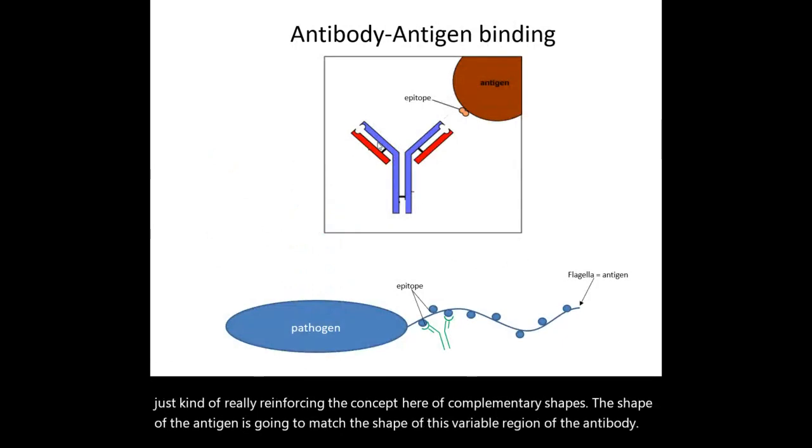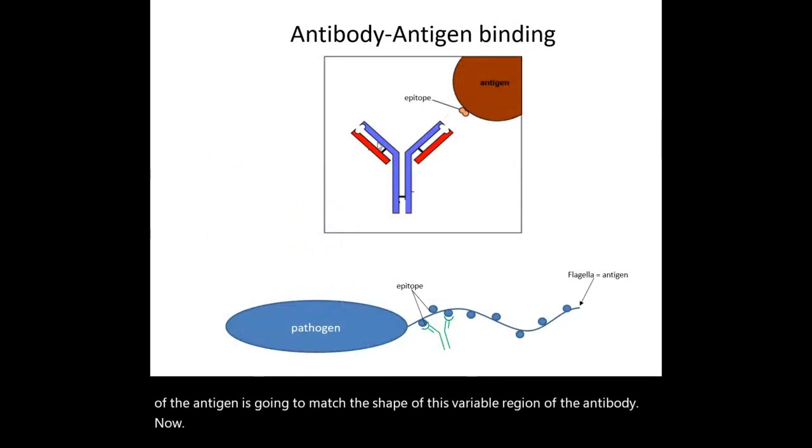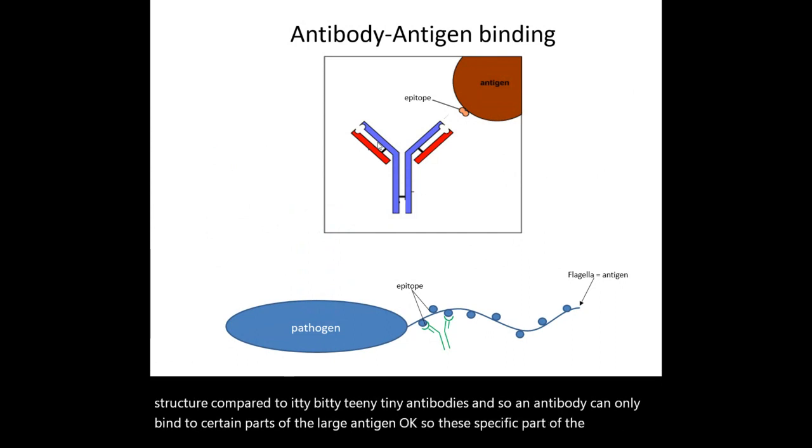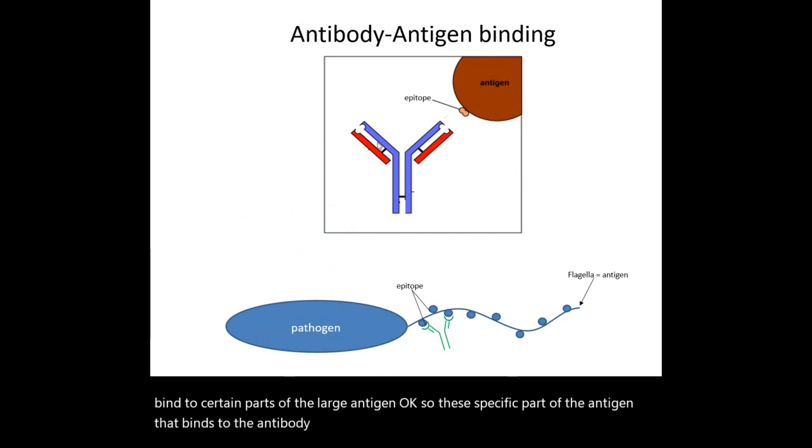Now, oftentimes, the antigen, what the body recognizes as foreign, is a pretty large structure compared to itty-bitty, teeny tiny antibodies. And so an antibody can only bind to certain parts of the large antigen. The specific part of the antigen that binds to the antibody is called an epitope.